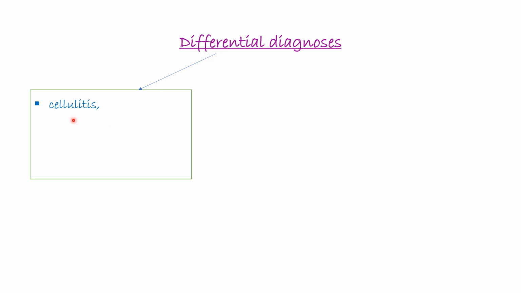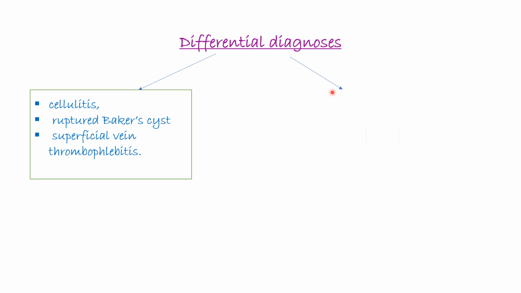So what are the differential diagnoses in a patient who comes in with DVT? The first common differential diagnosis is cellulitis, which is usually an infection, ruptured Baker cyst, superficial vein thrombophlebitis. And in a patient who comes in with PE, what are you going to suspect? They have come in with shortness of breath, they have come in with cough, they have come in with pleuritic chest pain. What are you going to suspect?